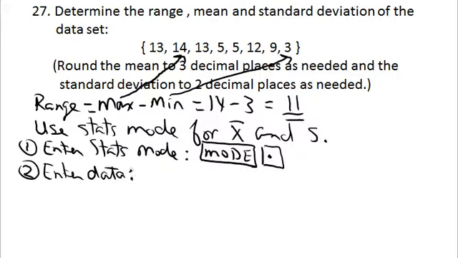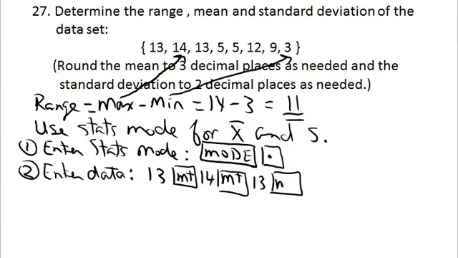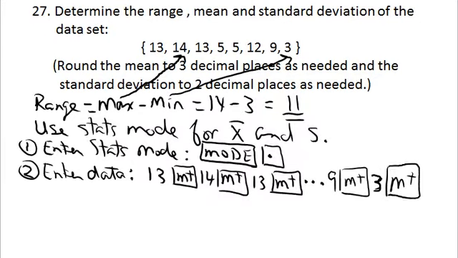So you would start off and you would put 13, and then you would do M plus, then you would do 14, and you would do M plus, and then 13 again, M plus. And I'm not going to bore you with every single one, but you keep going till you get to the end. You've got 9 M plus, and then 3. And as I've mentioned before, sometimes people tend not to press that M plus key the last time, but the number does not go in if you don't. So don't forget that last M plus.